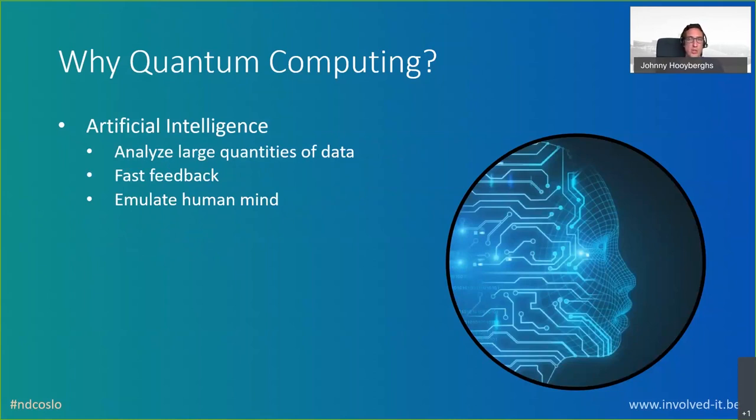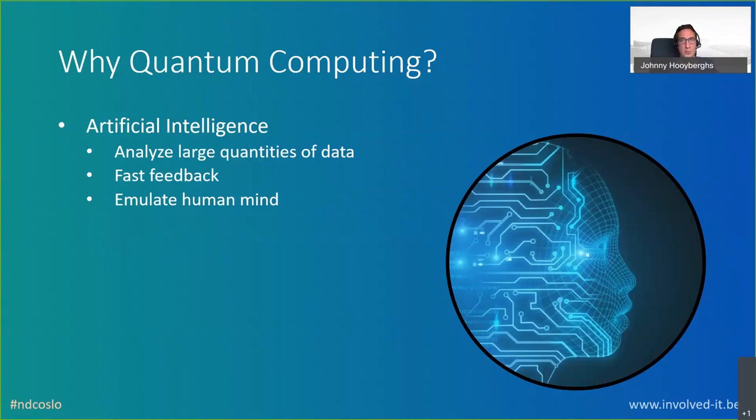Artificial intelligence actually works on large sets of data. By learning from large data, like machine learning, artificial intelligence can only have fast feedback when it's able to process all of that data very fast. And again, a classical computer just doesn't have the capability to do that. And if you want to emulate a human mind, for example, that's just not possible. So again, quantum computing hopefully can help us using those quantum concepts. So that's still a bit abstract.